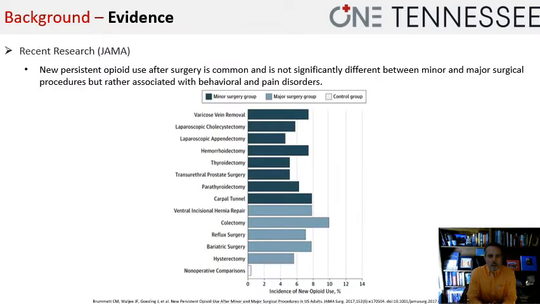Other research published in JAMA found that new persistent opioid use after surgery is relatively common, and it's not significantly different between minor and major surgical procedures, but rather more associated and linked with behavioral and pain disorders. So basically what this says is if we can use non-narcotic pain treatments for musculoskeletal pain like NSAIDs and other forms, that would be preferred because it doesn't matter what kind of surgery it is, the propensity to continue using opioid use after these acute episodes is the same.